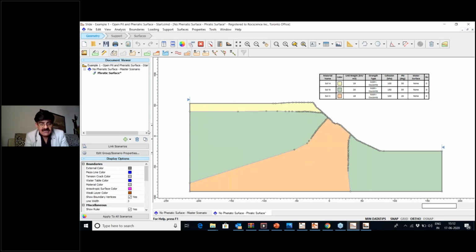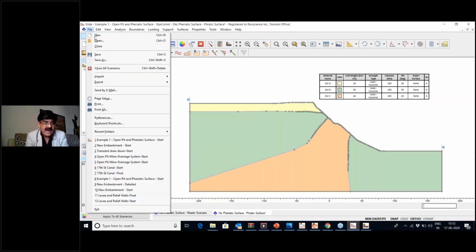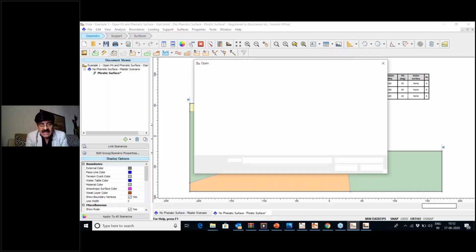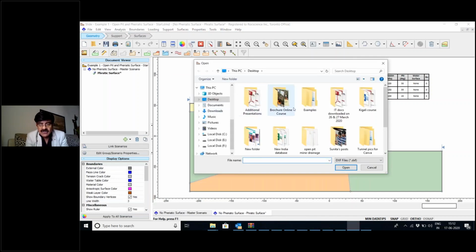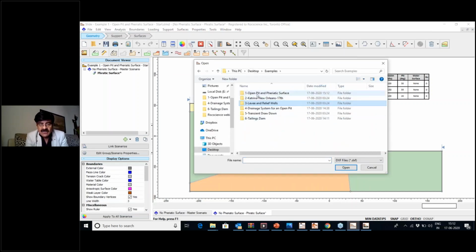So now you can see that we are going to apply the phreatic surface to this. And for that, let's import the phreatic surface, which is already with us from a DXF file. So go to File, Import, import DXF, and we go to the examples folder and go to this open pit and phreatic surface, and that's the DXF file waiting for us to be picked up.